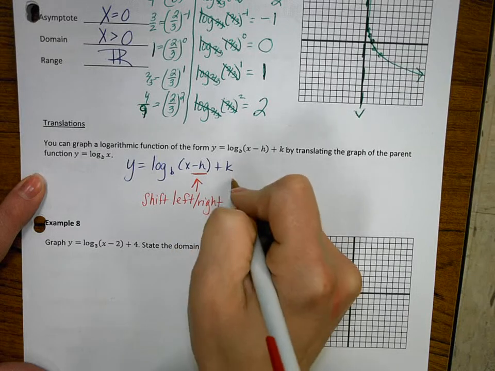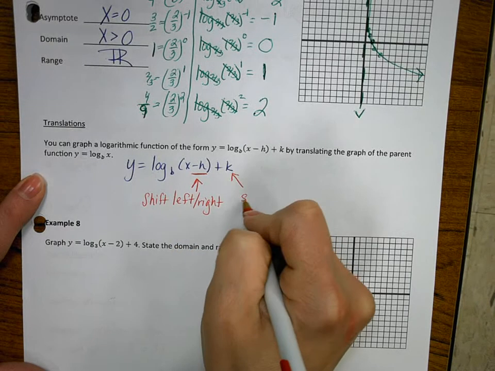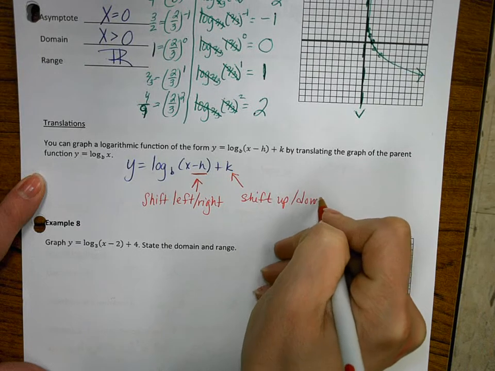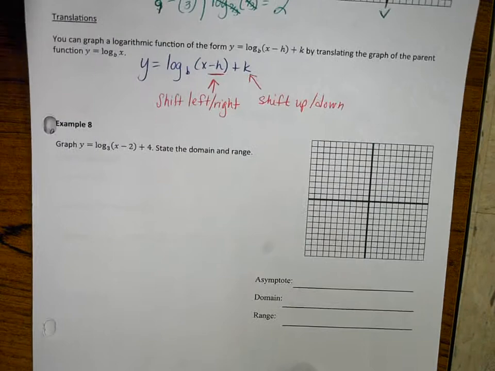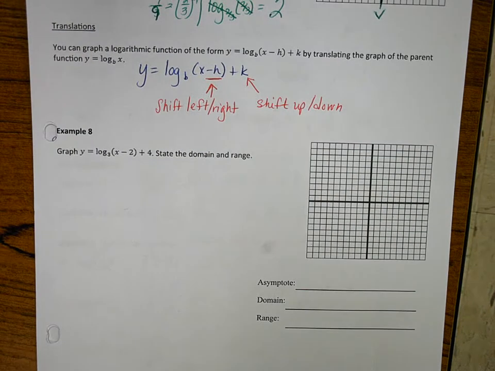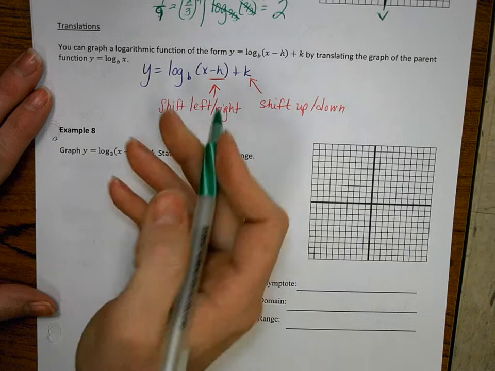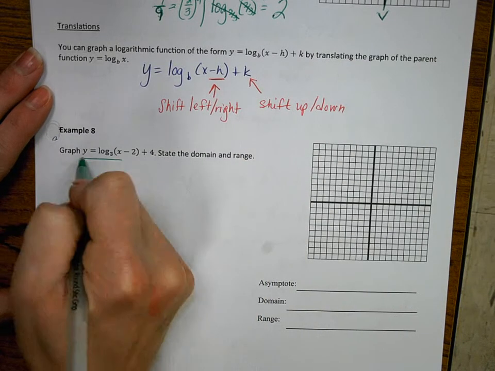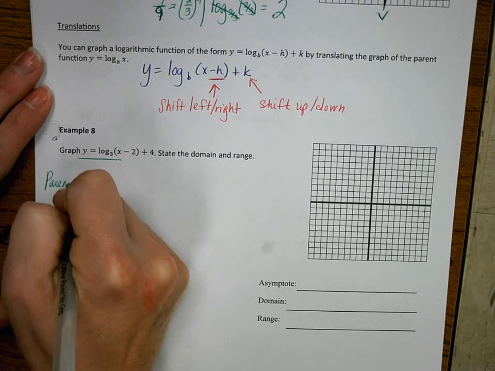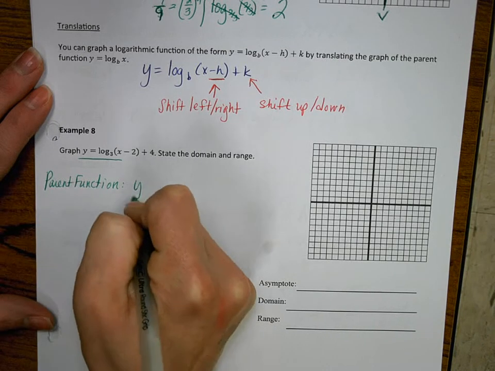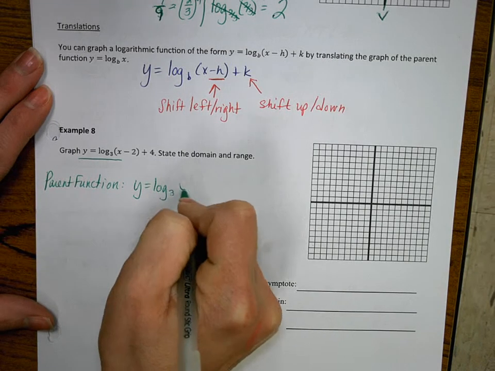And my k value is a shift up and down. So once again, just like we did with our exponential functions, I want you to graph your base function, your parent function, first, and then we're going to do the shift. My parent function is always everything through my x, so that's y is equal to log base 3 of x.